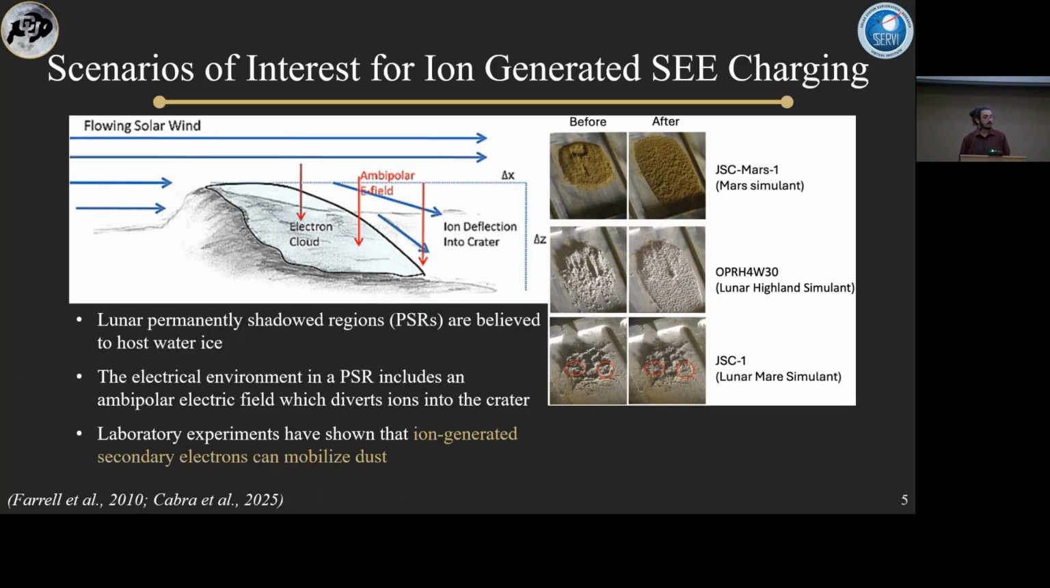Next. Another scenario of interest is permanently shadowed regions. As many of you know, these are locations near the lunar poles that the UV radiation goes directly overhead. The thermal electrons are able to be diverted into the crater, and the ambipolar electric field diverts ions towards the crater. Because of the lack of photoelectrons and the solar wind electrons being diverted further into the crater, ion-generated secondary electrons might be important here.